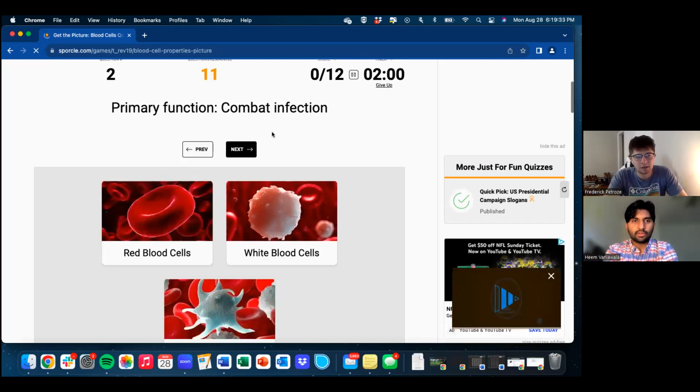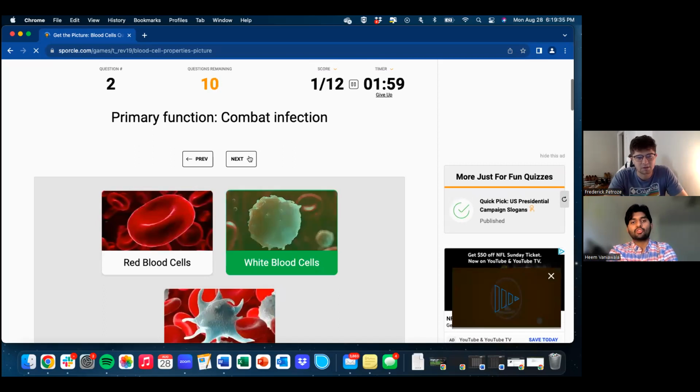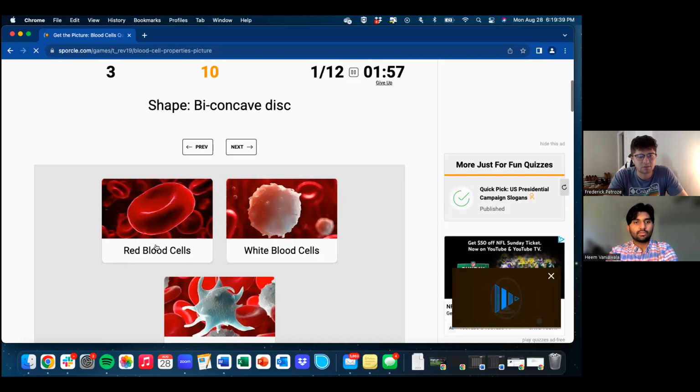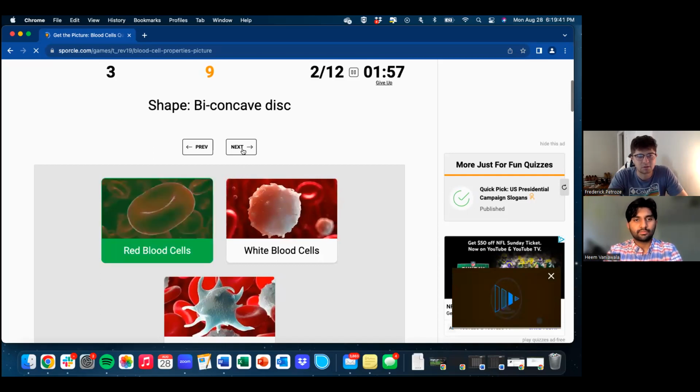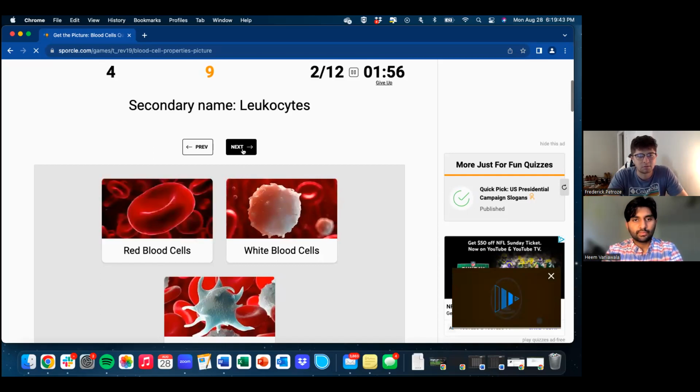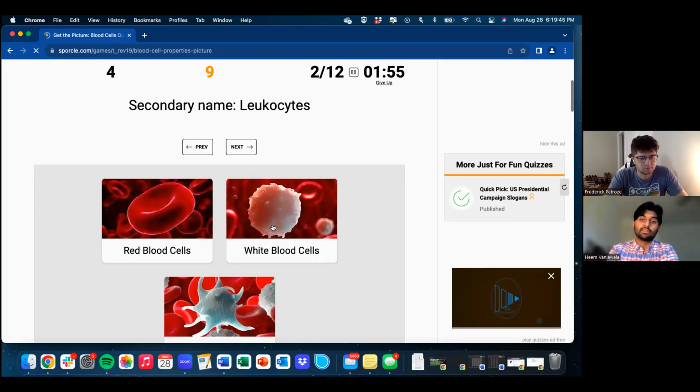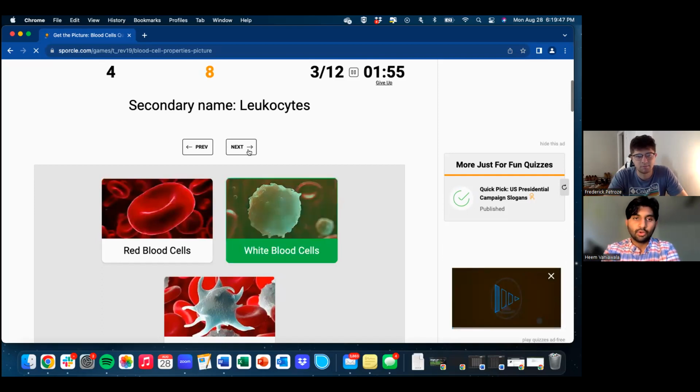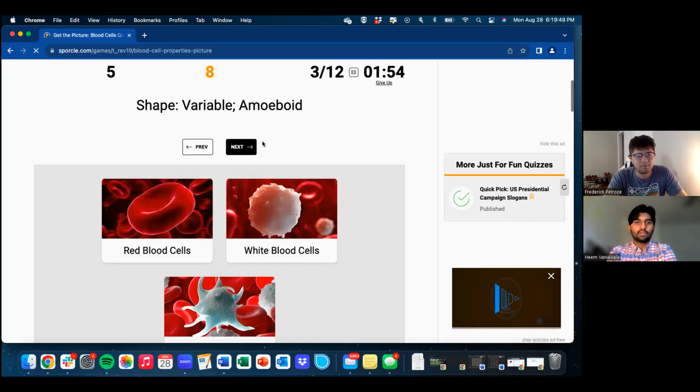Combat infection, white blood cells. Next. Biconcave disc is red blood cells. Leukocytes is white blood cells. Leuko literally means white. Shape, variable? Amoeboid.